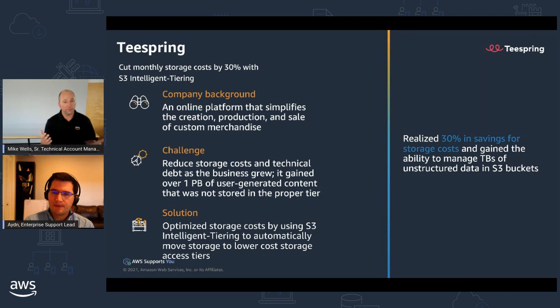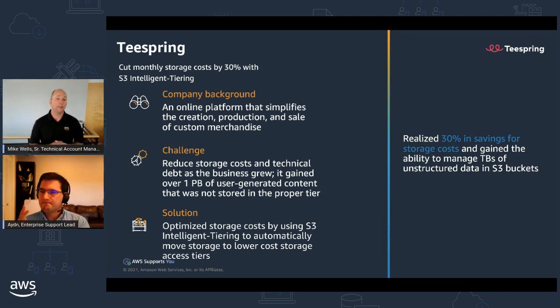The benefits that they had from this move were they saved 30% in storage costs, and they had the ability to manage terabytes of unstructured data in S3 buckets by processing billions of files to discern which could be moved to cheaper storage. And tasks that usually took 1 to 2 hours now take 5 minutes.